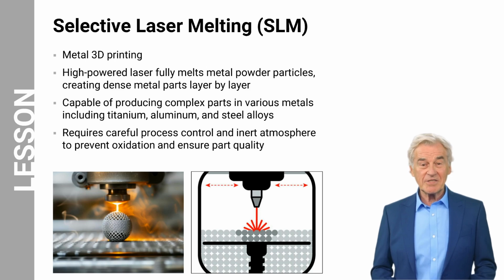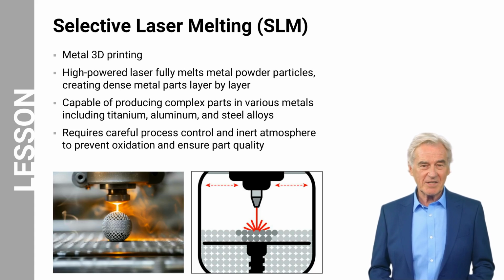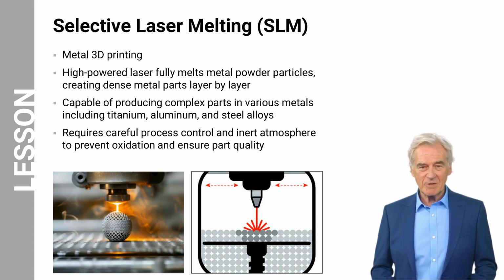The fourth technology is selective laser melting, abbreviated as SLM. This technology uses a high-powered laser to fully melt metal powder particles, building dense metal parts layer by layer. The process can produce complex components using various metals, including titanium, aluminum, and steel alloys. SLM requires careful process control and an inert atmosphere to prevent oxidation and maintain part quality.